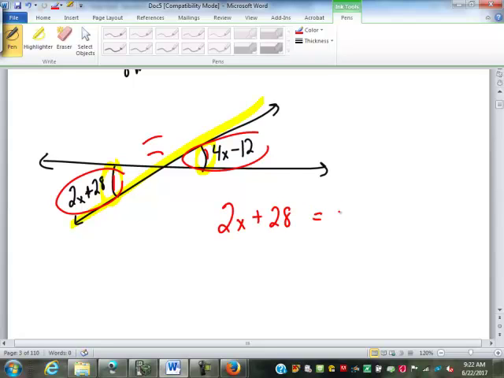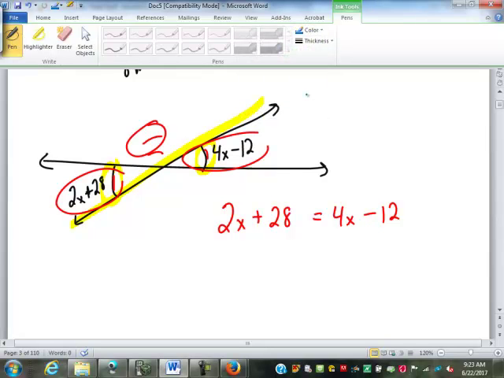So 2x plus 28 has to equal 4x minus 12. A lot of people get confused here because this is the exact same setup I gave you on a previous problem where I gave you this angle instead of this one. And then they do add up to 180. So anyway, we've got to solve this.